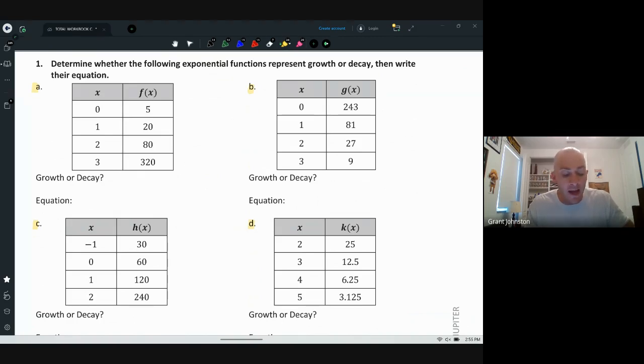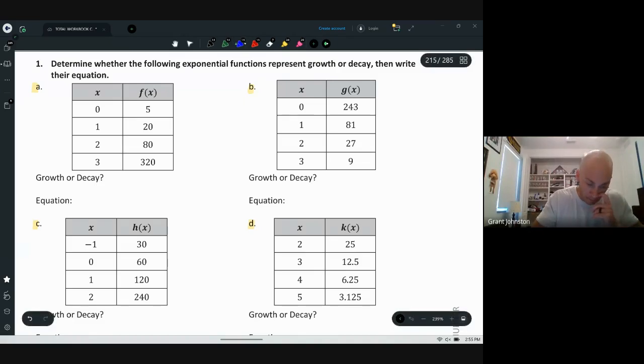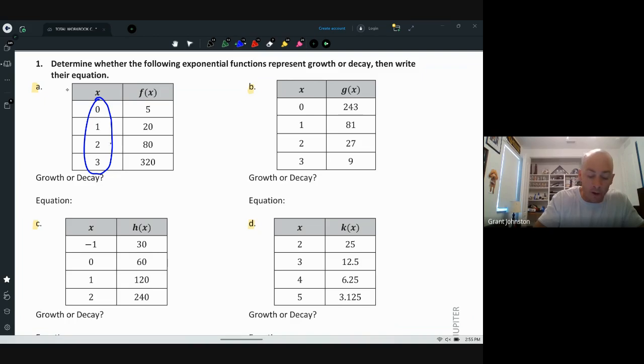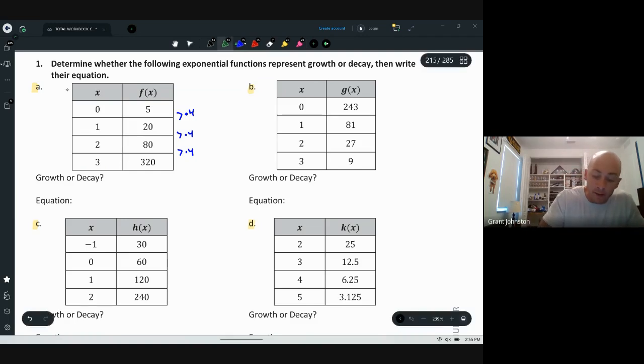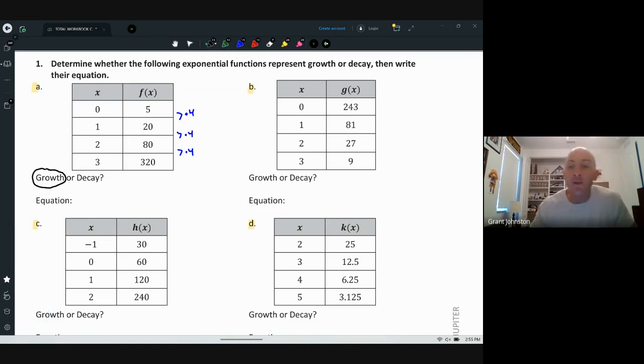Okay. So A, if we look at this, these are going by increments of 1, so we don't have to worry about that too much. If we look at the pattern here, it's multiplying by 4. So it's exponential. It's multiplying by 4. And obviously it's growing. It goes 5, 20, 80, 320. This is growth. So I'm going to circle growth. Now let's write the equation. So I'm going to write the equation with f of x. This is the f of x table.